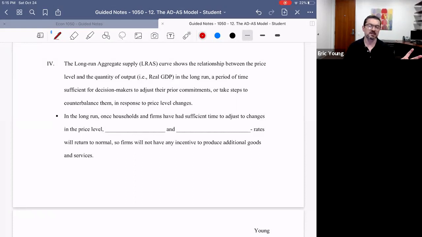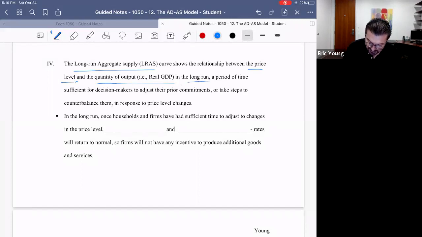We've got two of our pieces of the model done. Let's get our third one now, and that is long run aggregate supply, LRAS. What is LRAS? Well, the LRAS curve, like all of our other curves, is about a relationship. In this case, it shows the relationship between the price level and the quantity of output, AKA real GDP. So the long run AS curve shows the relationship between the economy's price level and its real GDP.